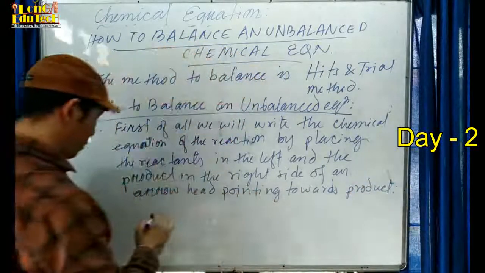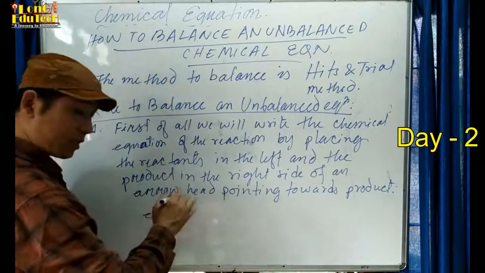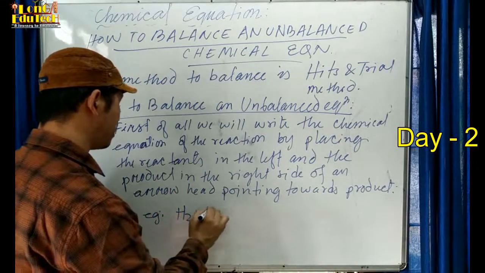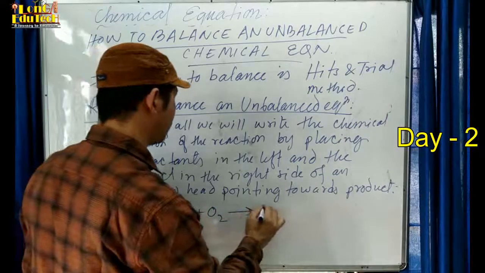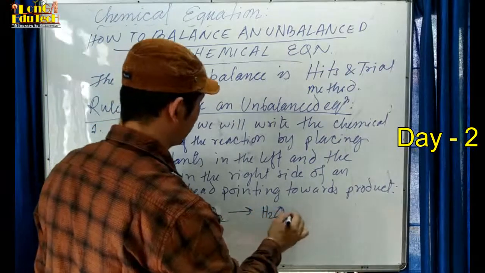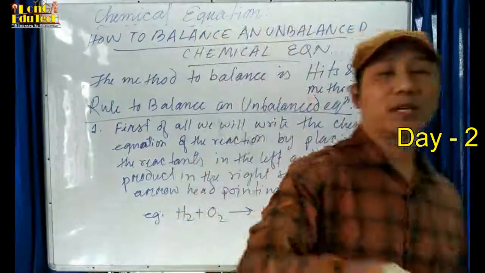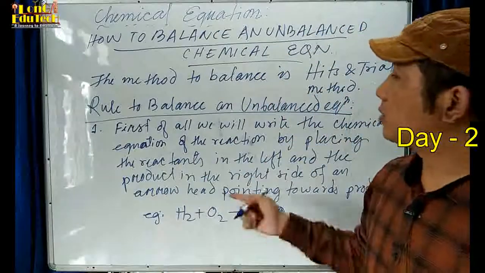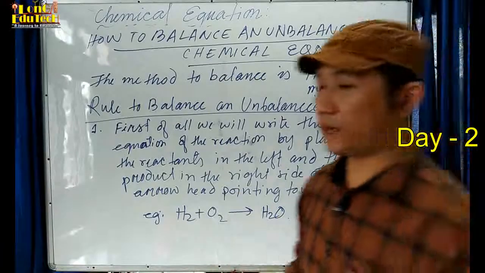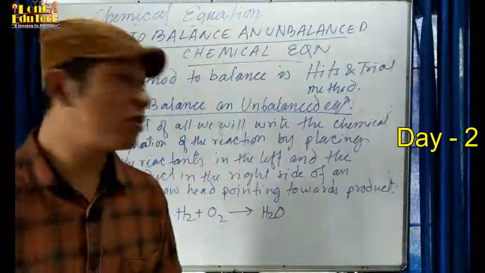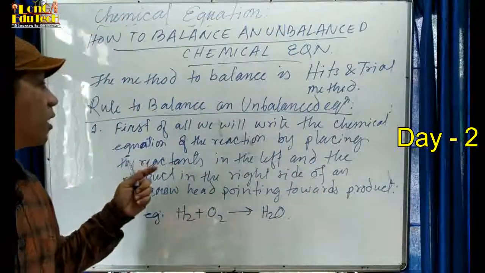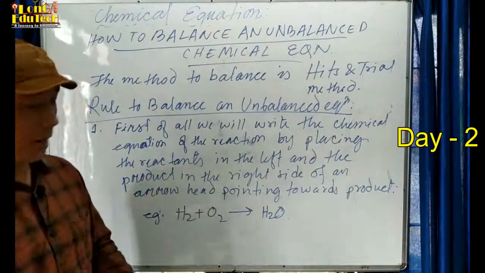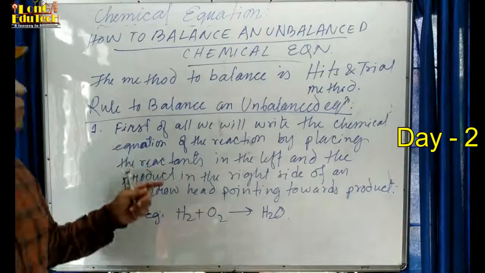For example, let's start with very simple examples. Say hydrogen reacts with oxygen to form, as we know, water. First of all, we will convert the chemical reactions into equations. So this is the first rule to balance: we have to write any chemical reaction as a chemical equation first. And in the second rule, let us see now.